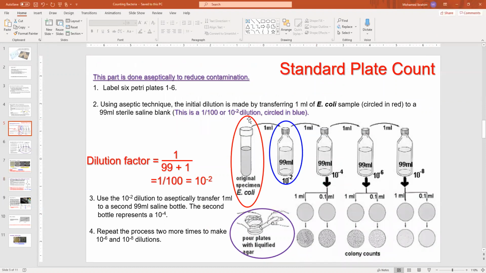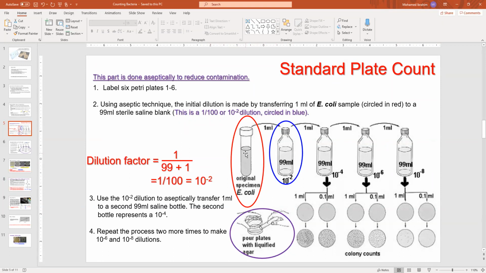So the first thing you need to do: I give you a culture, say an E. coli, and ask you to do a standard plate count and tell me exactly how many colony forming units, or CFU, per ml. First of all, you can't take directly from the original culture and do plating. You cannot do that. You need to establish a dilution.